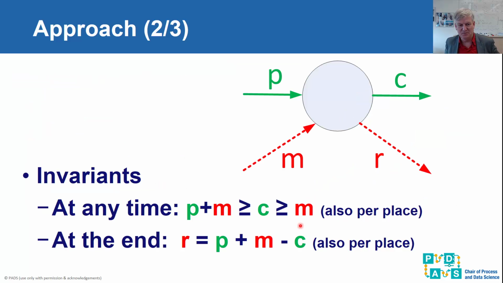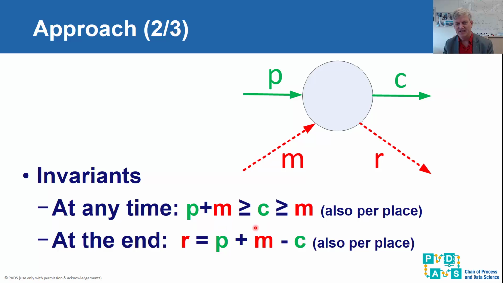So based on these observations, you can deduce several invariants. The bottom one I already explained. If we look at one Petri net place, then we know that at the very end, the number of remaining tokens is equal to P plus M minus C. This holds for every place, but we can also sum this up over the entire process model that may have more Petri net places. So this is what we have at the end.